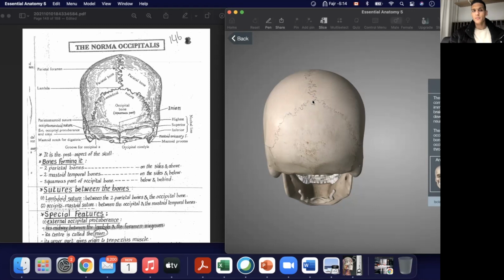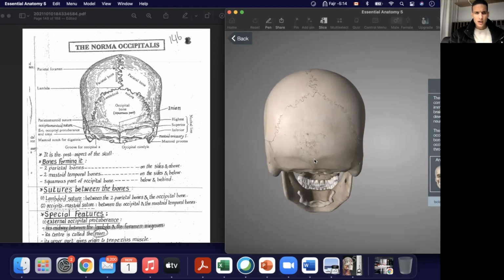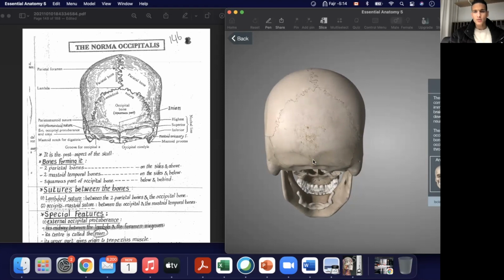You have the lambda, as we discussed before. We see the lambdoid suture. We see the sagittal suture, and then we have the inion, which is this part right here. It's the most protruded part found within the superior nuchal line, and that part is called the inion, and it's a very important landmark within the structure of the posterior aspect of the skull.